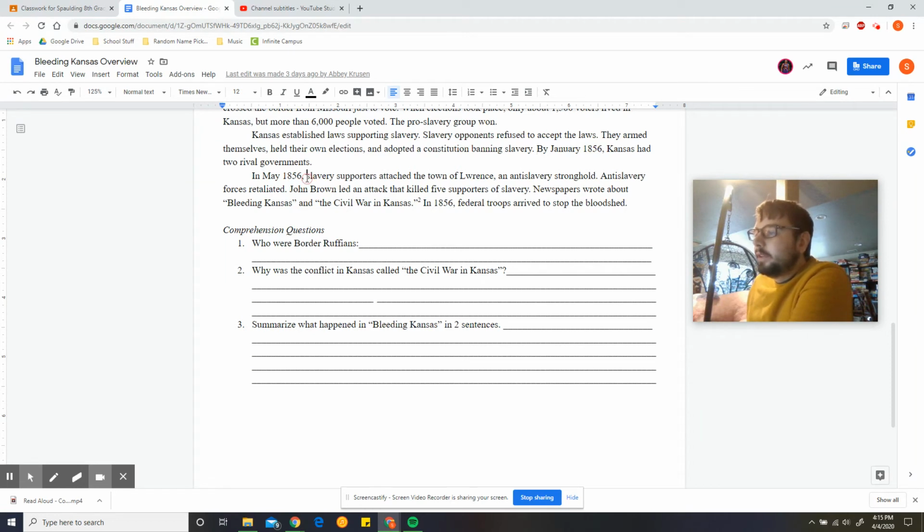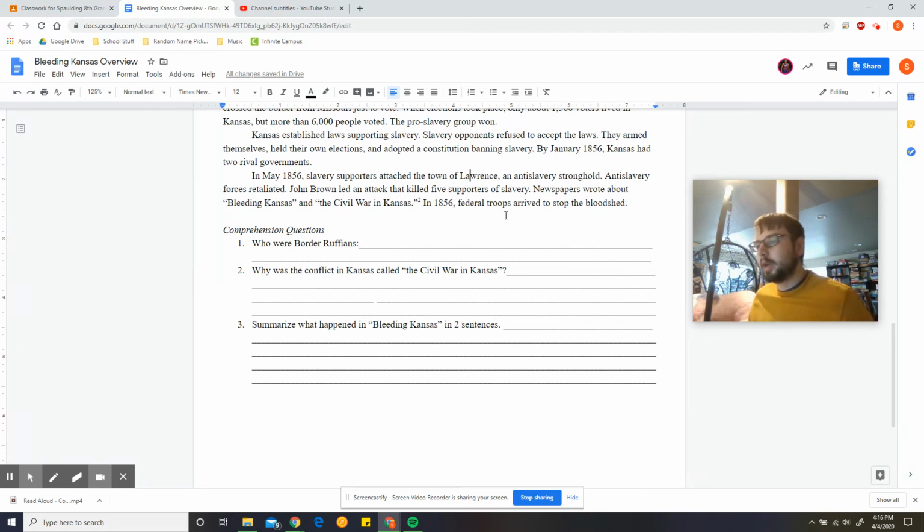In May of 1856, slavery supporters attacked the town of Lawrence, an anti-slavery stronghold. So people that supported slavery attacked this town named Lawrence, which was very against slavery. Anti-slavery forces retaliated. John Brown led an attack that killed 5 supporters of slavery. Newspapers wrote about Bleeding Kansas and the Civil War in Kansas. In 1856, federal troops arrived to stop the bloodshed. Basically, these 2 rival governments got so violent that people were fighting and dying in the cities and in the streets, to the point that the national government back in Washington, D.C., sent troops to help end all the bloodshed.